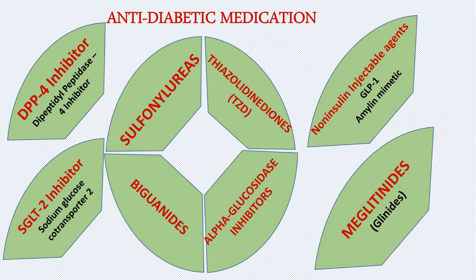We also have the non-insulin injectable agents like the GLP-1 and the amylin mimetic. We have the meglitinides or the glinides. And we also have, of course, the insulin. And I'll be presenting you some examples and mechanisms of actions as we go on with the presentation.